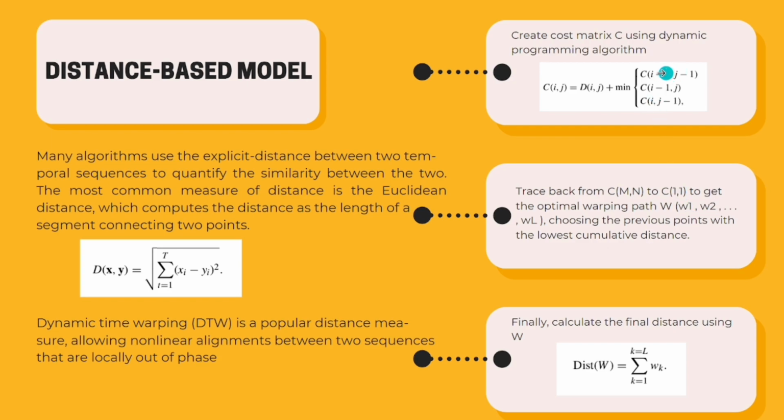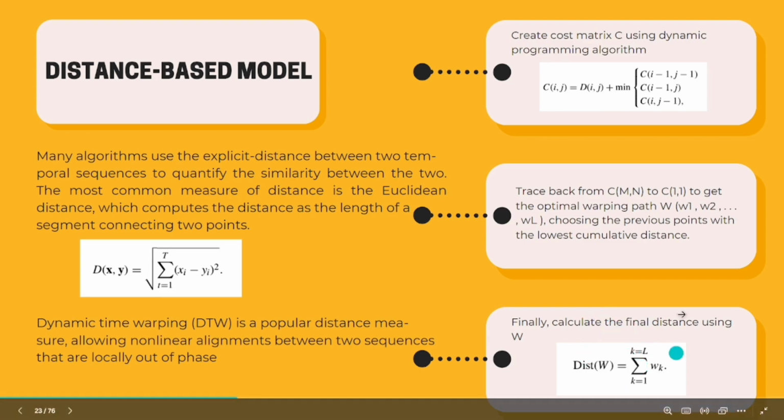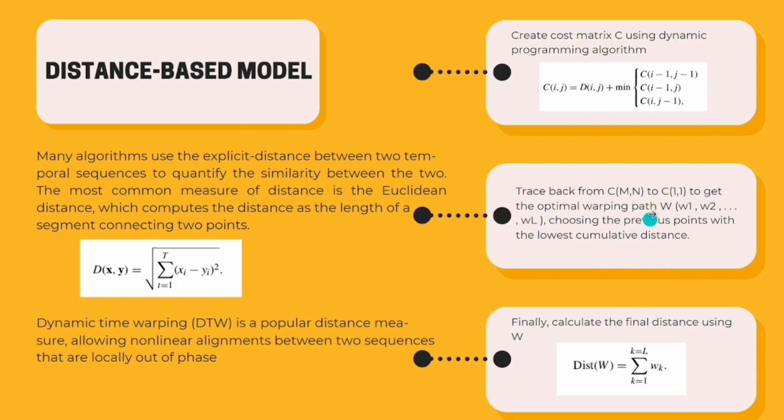So from here we are choosing the points with the lowest distance, and we are updating and calculating the distance of the next points. Finally, after the DP is completed, we calculate the final distance by summing the values of WK.